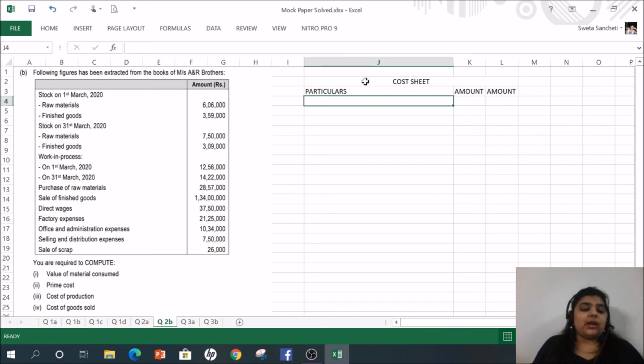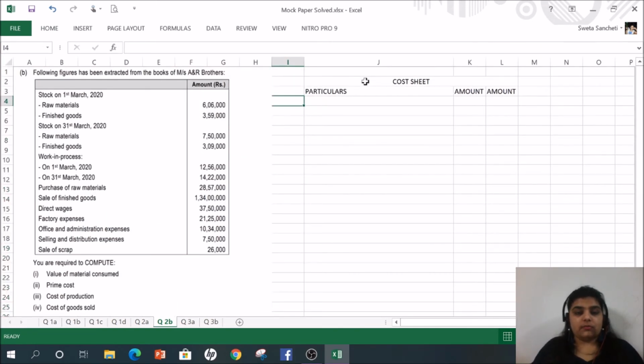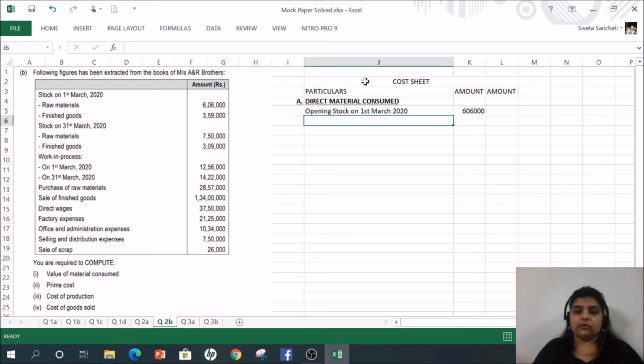Right. First is value of material consumed. So we are going to have point number 1, that is direct material consumed. Now, direct material consumed, we start with the opening balance. So, opening stock on 1st March 2020 given to us as 6,06,000.